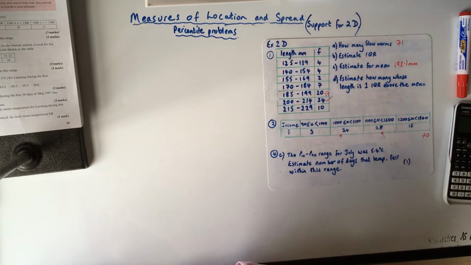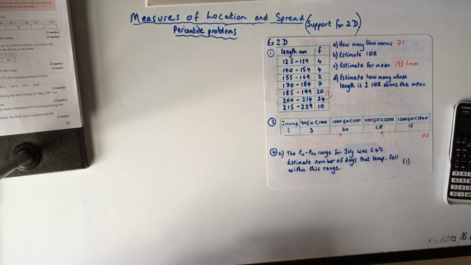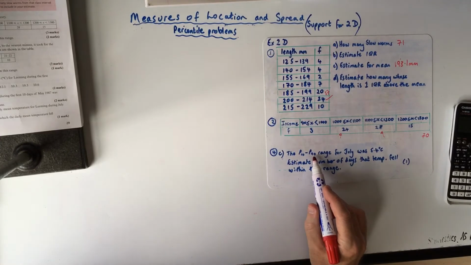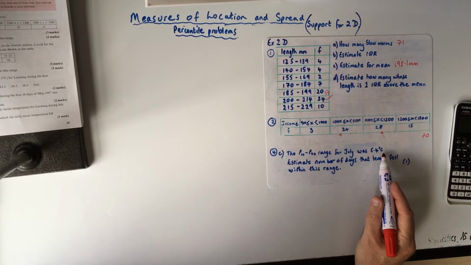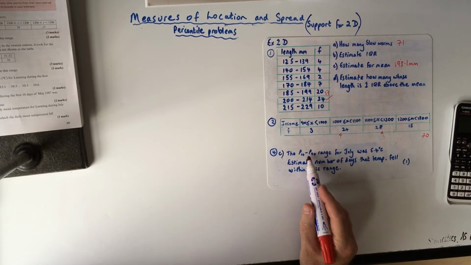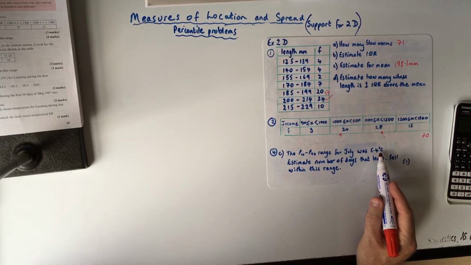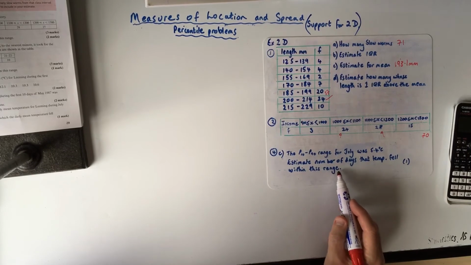However, on this one at the end, it says something not based on the numbers in the question. It says the P10 to P90 percentile range for July was 5.4 degrees C. Okay, so in July, between those is 80% of the days. 80% of the days were within 5.4 degrees of each other. This is the daily average temperature. Estimate the number of days that temperature fell within this range.